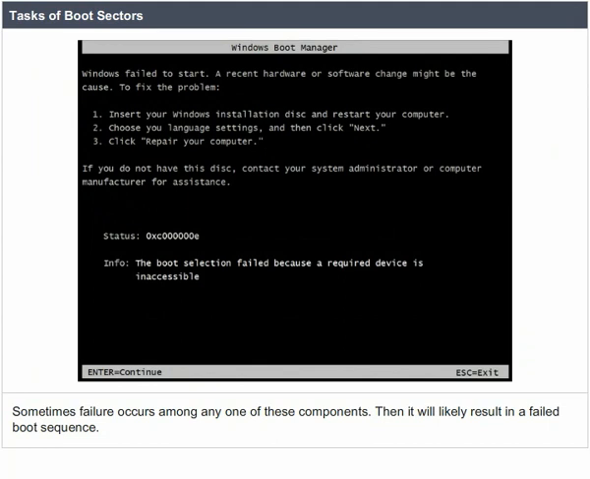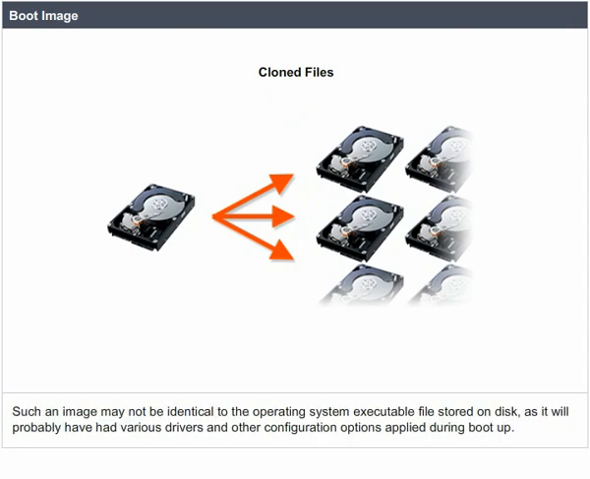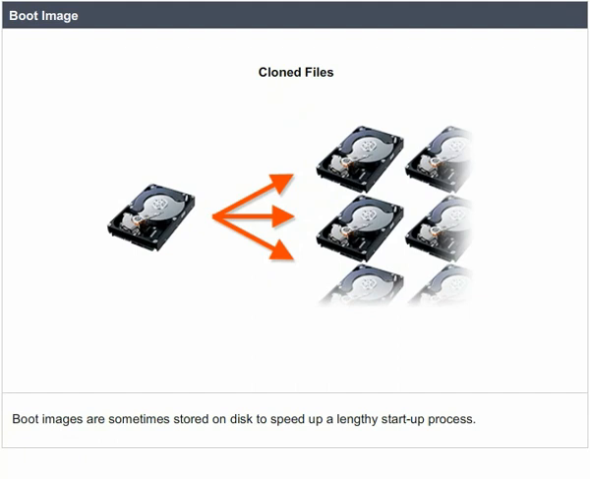Boot image. An exact bit-for-bit copy of a computer's operating system as it exists in memory immediately after the initial boot operation. Such an image may not be identical to the operating system executable file stored on disk, as it will probably have had various drivers and other configuration options applied during the boot up. Boot images are sometimes stored on disk to speed up a lengthy startup process.